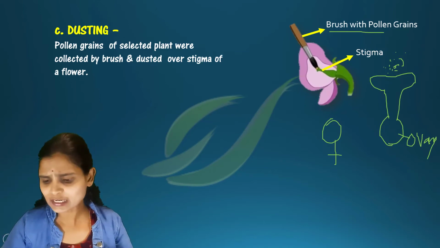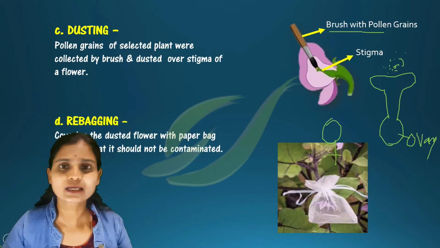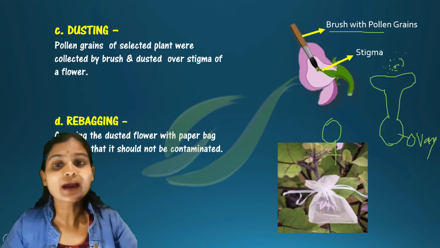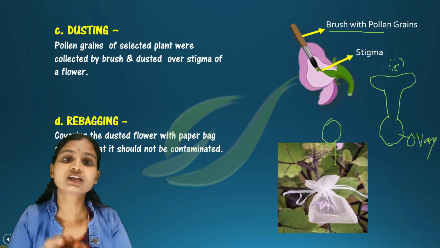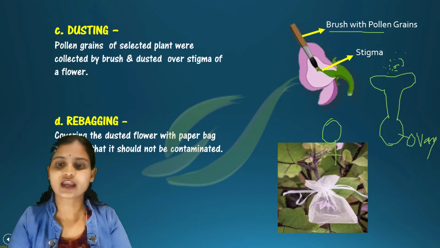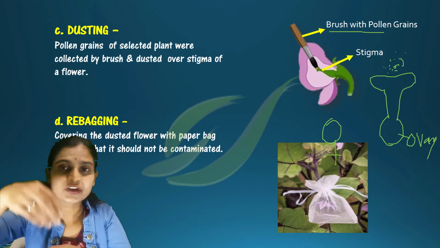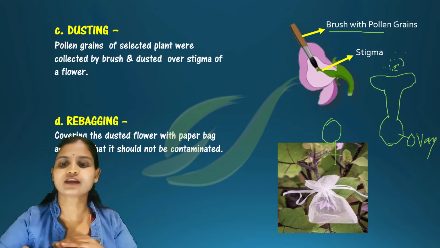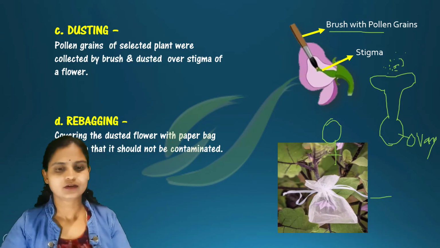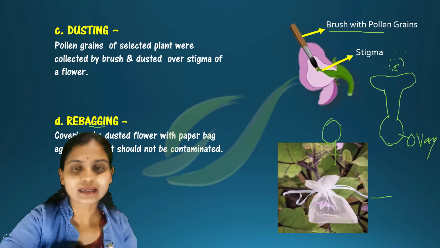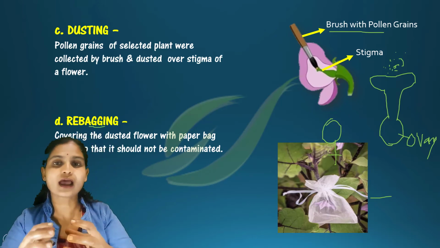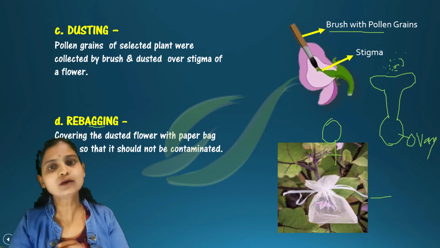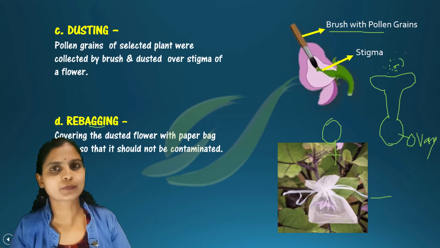Okay, this is called dusting. So the next step we are going to study is rebagging. After dusting, after allowing the pollen grains to settle down on the stigma, the flower is bagged again. That is called rebagging. Again the flower is covered by a polythene bag or a paper bag.